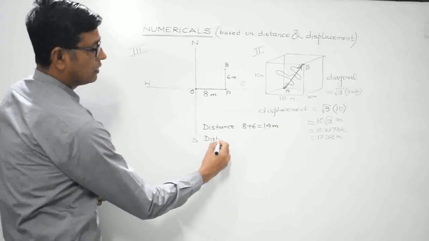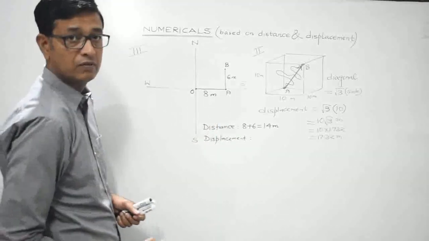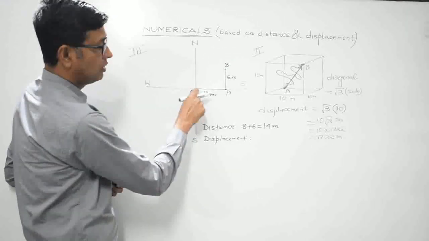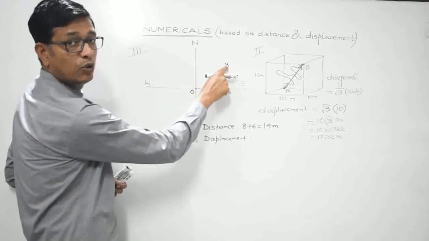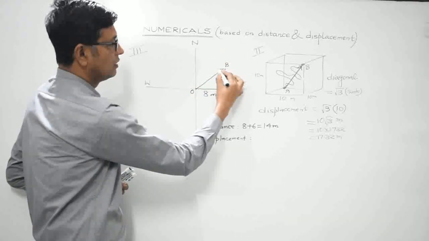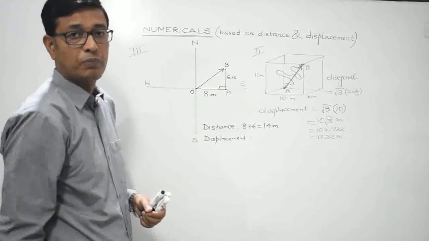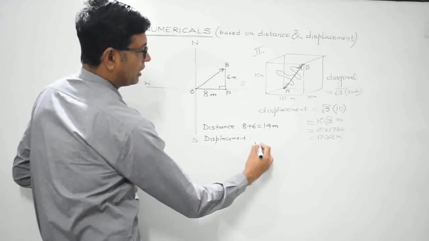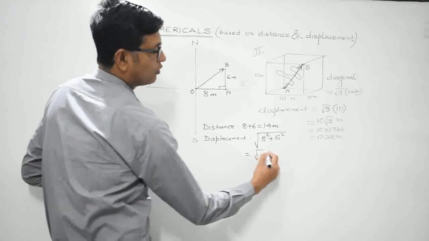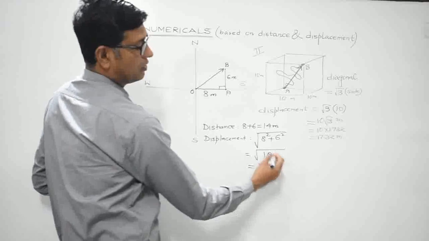What about displacement? Displacement will be given by the shortest possible distance between the initial and the final position, and it should be in a unique direction, obviously. Again, it's a right angled triangle, so we can make use of Pythagoras theorem. The displacement will be the square root of 8 square plus 6 square, which is 64 plus 36, which will be 100. It will be equal to 10 meters.